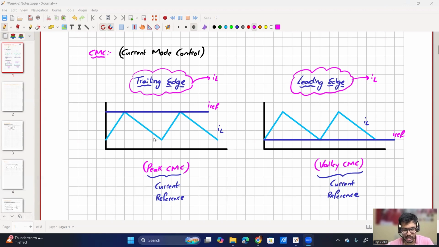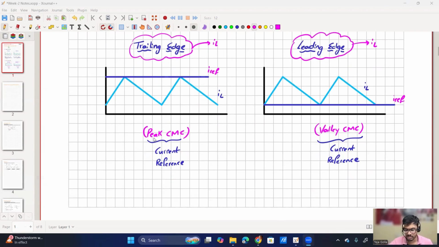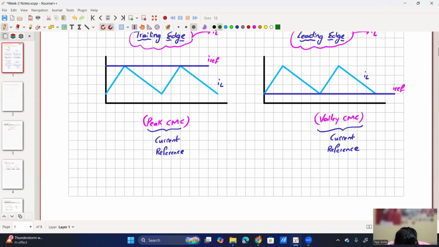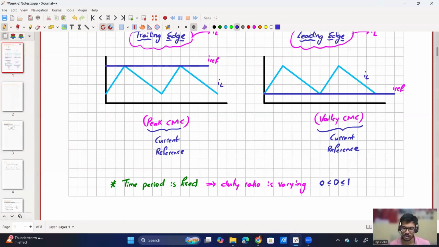Okay, so in current mode control also, the time period is fixed. And we are varying the duty ratio, that is, the width of the pulse. Duty ratio is varying, and of course, it is from 0 to 1. So the duty ratio can vary from 0 to 1. That's why these are all fixed frequency modulation techniques, because the frequency or the time period is fixed.